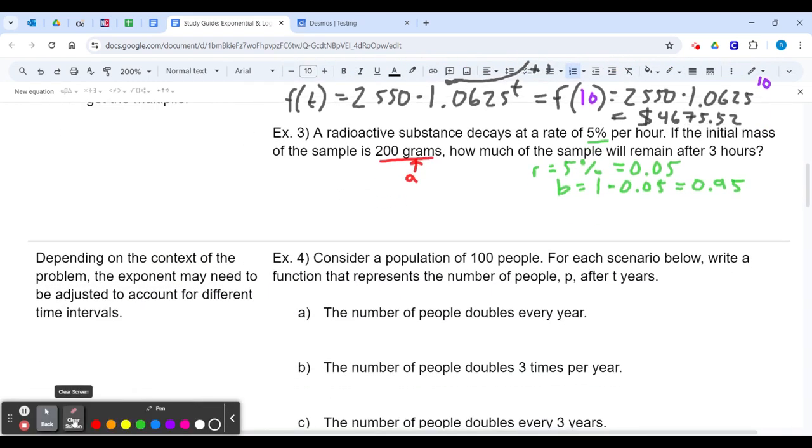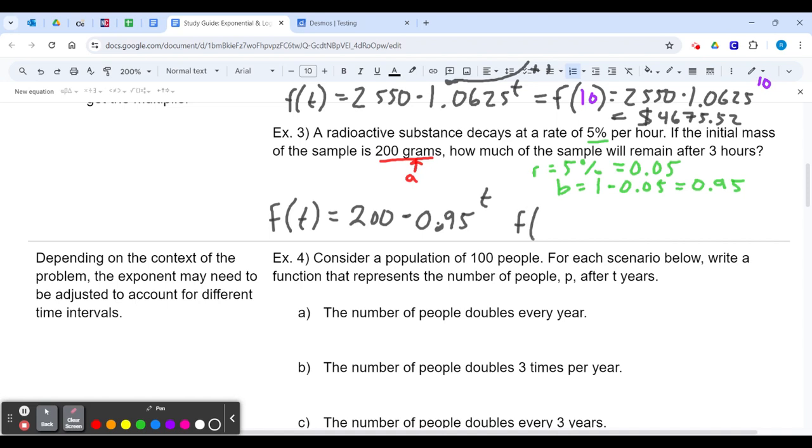We can write a function here that maps that decay. So it's a function with time. We're starting with that 200 grams. We are multiplying by that 0.95 over and over and over again. That's a decimal there, that's a multiply there. And so that exponent is t to start, but then we can very quickly swap it out.